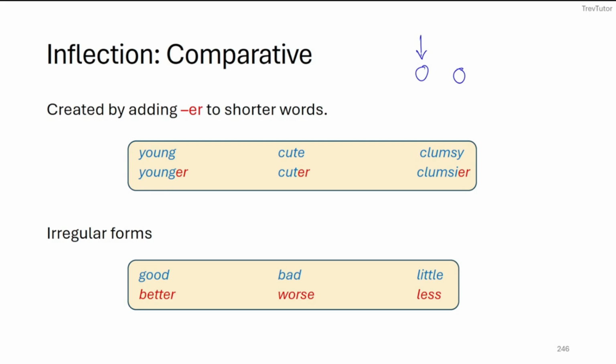There are irregular forms as well. So good becomes better, bad becomes worse, and little can become less. You'll also see an inflection with the word more. So more fun in this case. More is a qualifier, fun is an adjective, and this qualifier has the comparative inflection built into it.